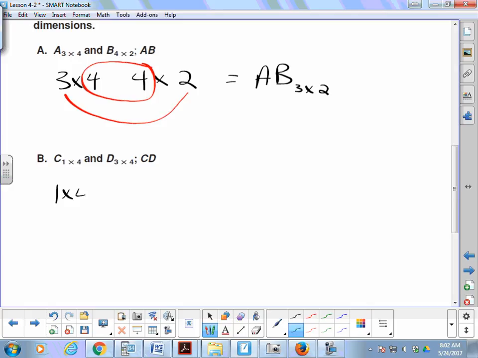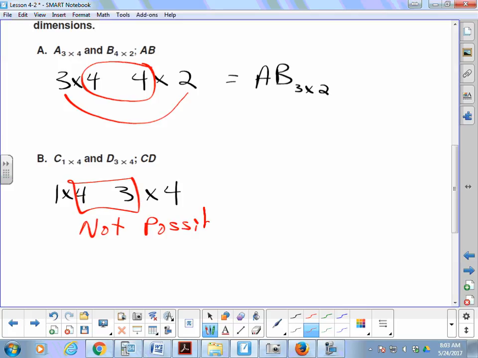So a 1 by 4 and a 3 by 4. Since these two are not the same, this is not possible. They cannot be multiplied.